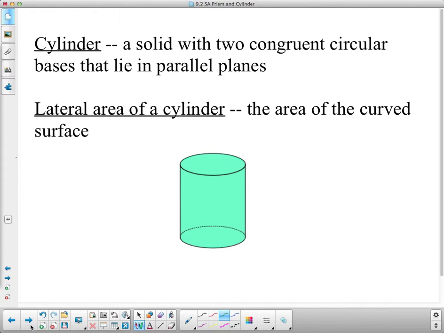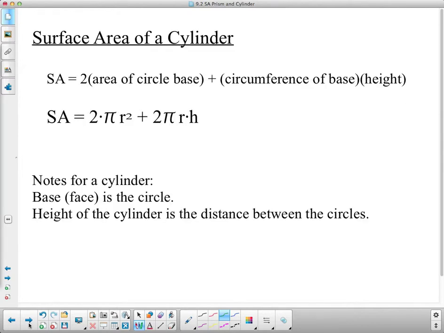This is going to be the formula on the next screen for the surface area of a cylinder. Okay, you ready? Surface area of a cylinder is 2 pi times the radius squared plus 2 pi times radius times height. It's on the smart board.